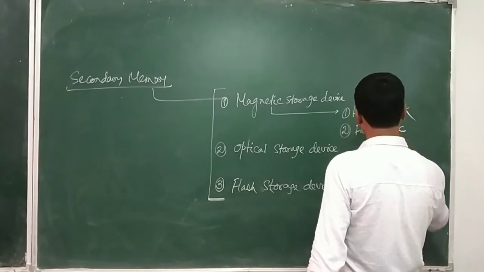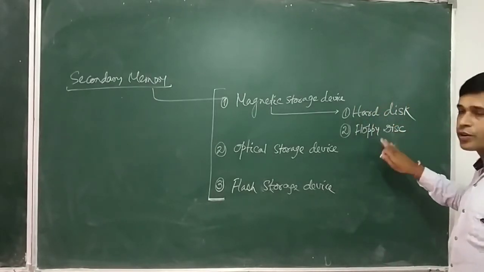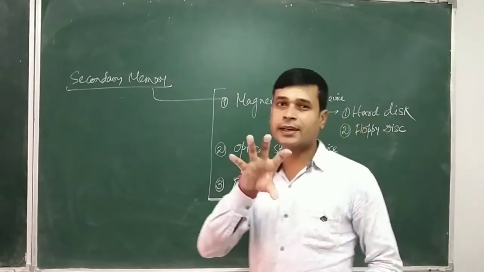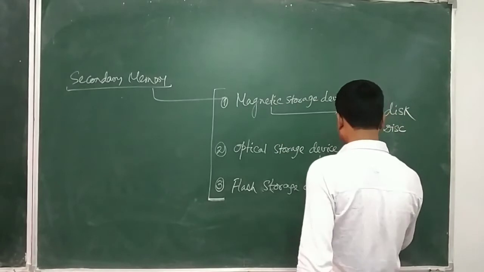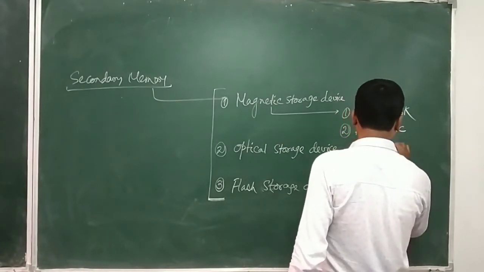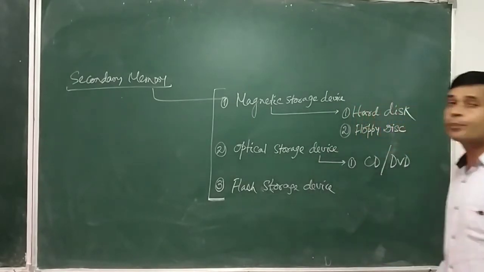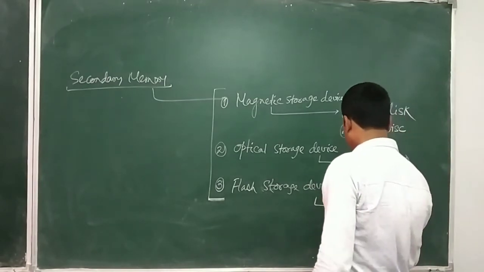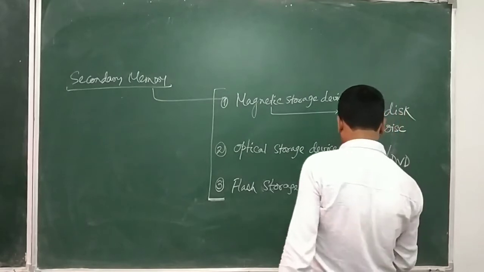Floppy disk. So these are the types of magnetic storage device. Next, optical. Examples of optical storage device: CD, DVD, etc. These are called the optical storage device. And flash storage device. In flash storage device, pen drive.